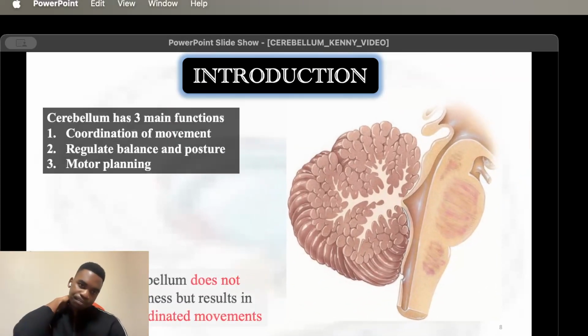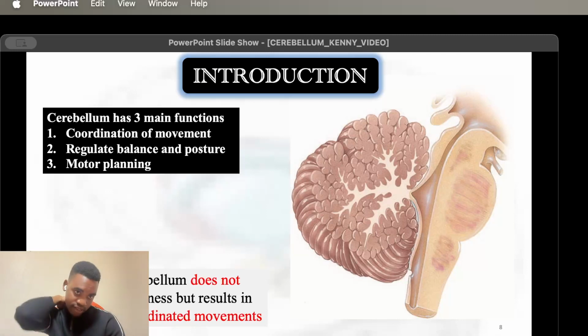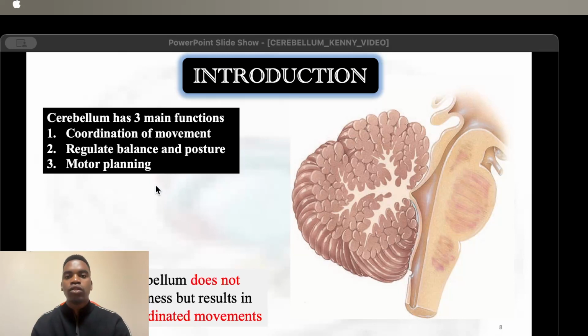So we can say that there are three main functions of the cerebellum, but the very first function is coordination of movement. So it coordinates the movement. As we've already seen, it compares the information from the cerebral cortex with the basal ganglia.